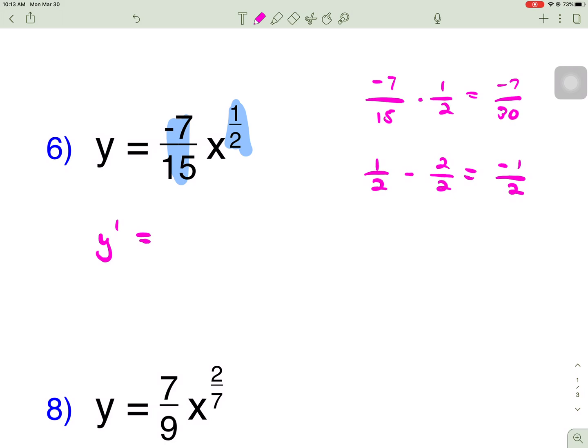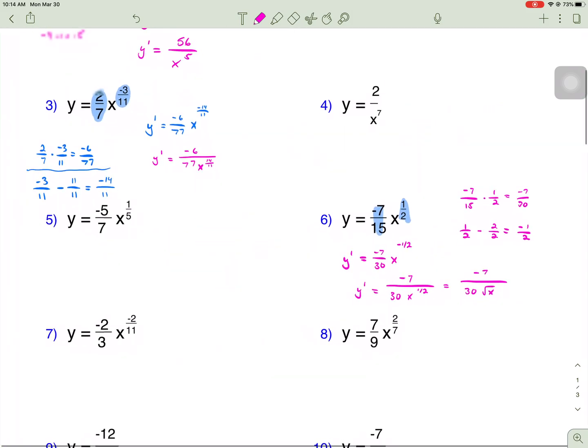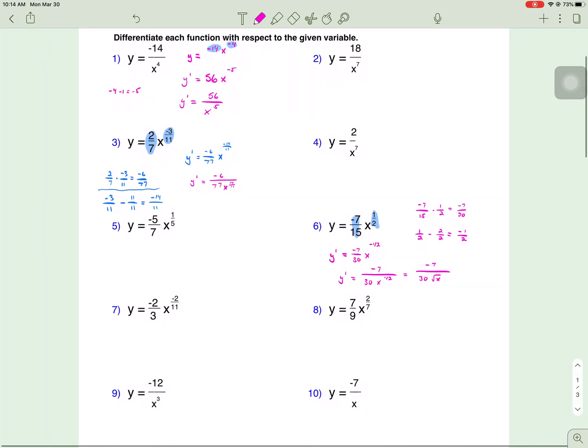So you get y prime equals negative 7 over 30x to the negative 1/2, which I'm going to rewrite as negative 7 over 30x to the 1/2. And if you want, you can even write that as negative 7 over 30 rad x. I don't think the answer key is going to write it that way, but that's fine. So finish the rest of these, and that'll be your work for Tuesday.